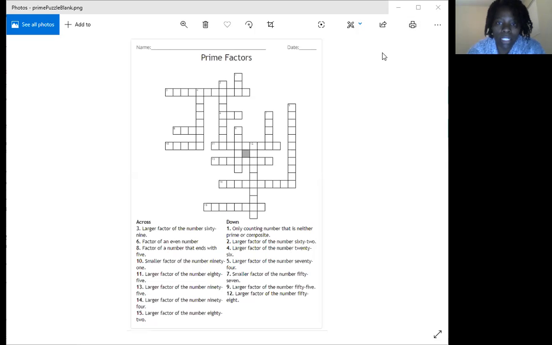Let's talk about it. I'm going to first start with putting in a little text box. So for our answers, we're going to start with the crosswords, and add those answers. The first across is 3. The first across says large factor, or the larger factor of the number 69.